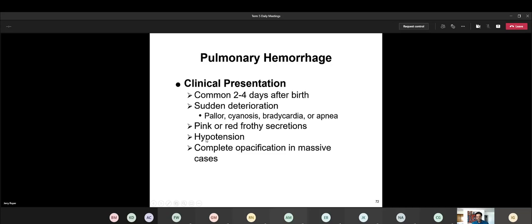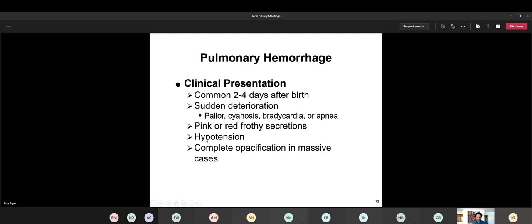And as you see, this could be like the baby was okay, and then around day 2, all of a sudden, these clinical changes started to happen. And if he's already intubated, you're suctioning pinkish kind of stuff out of the ET tube. And that's usually classic for bleeding. And then, of course, along with the bradycardia, you're going to possibly have some hypertension as well.